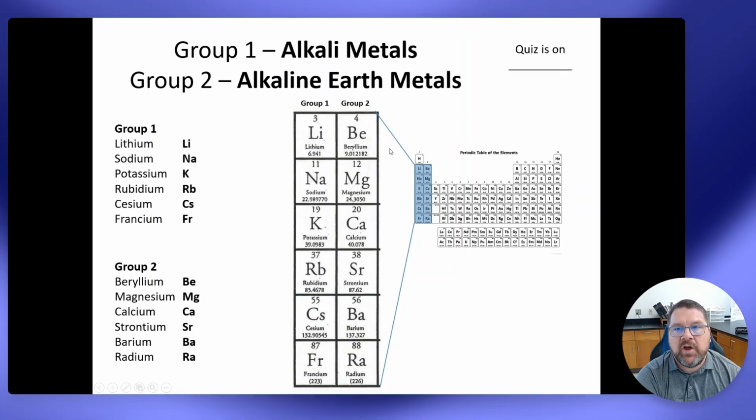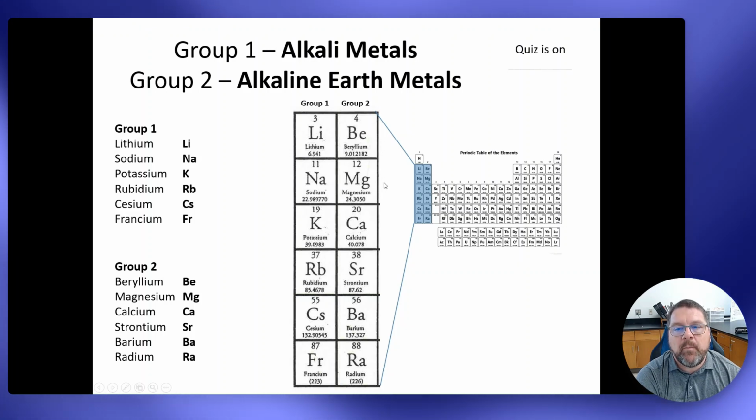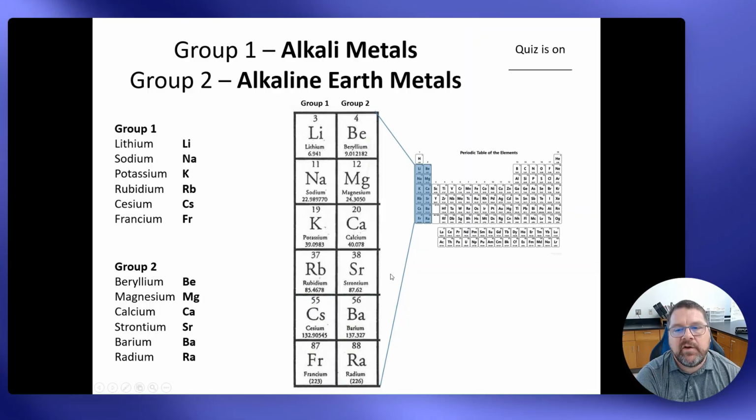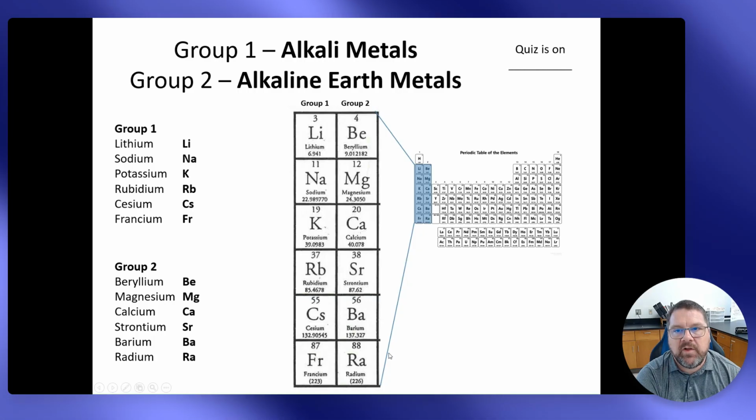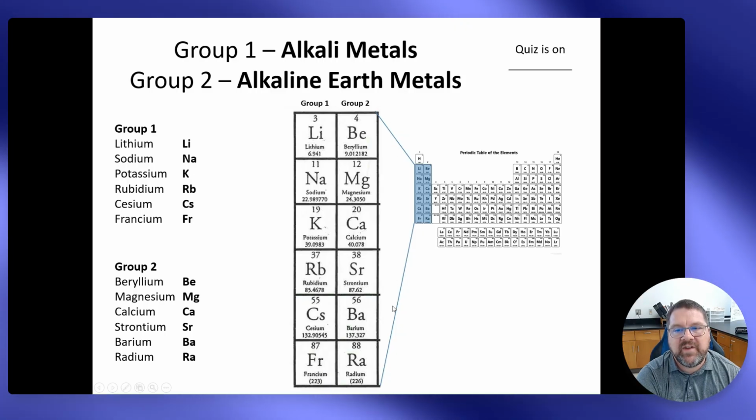And in the alkaline earth metals family, we have beryllium, Be, magnesium, Mg, calcium, Ca, strontium, Sr, barium, Ba, and radium, Ra. And just like the alkali metals, the reactivity of those metals increases as we go down the table.